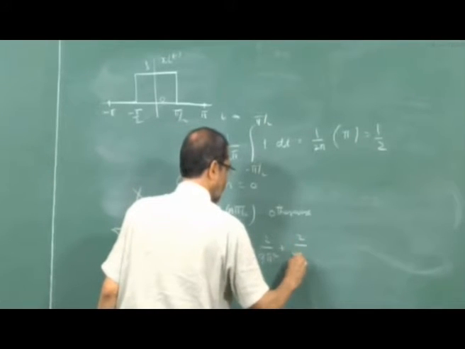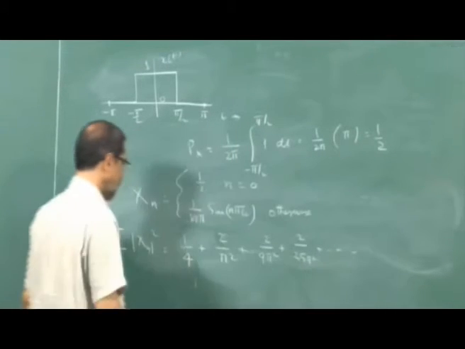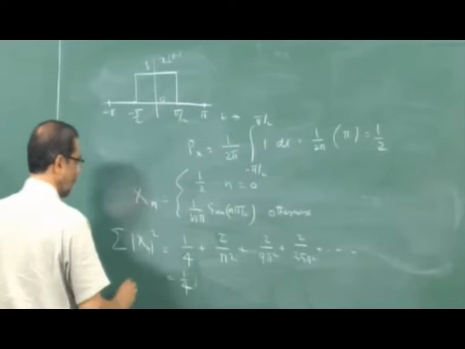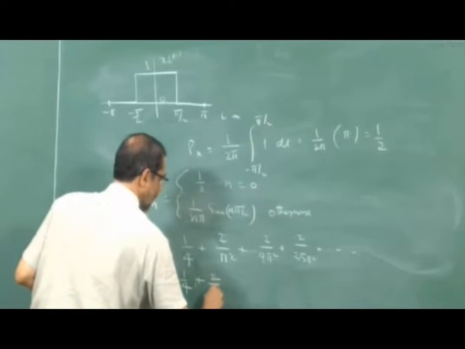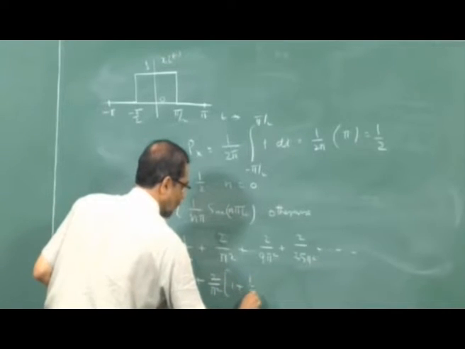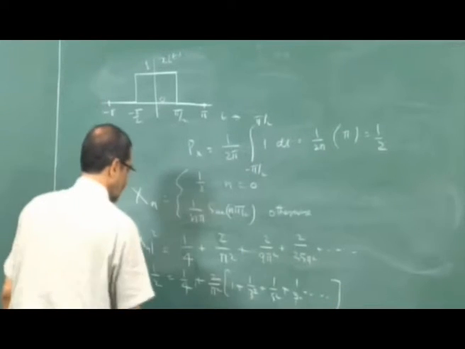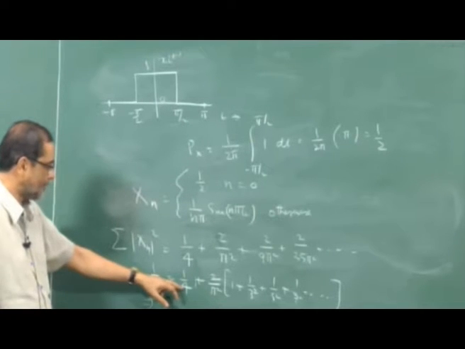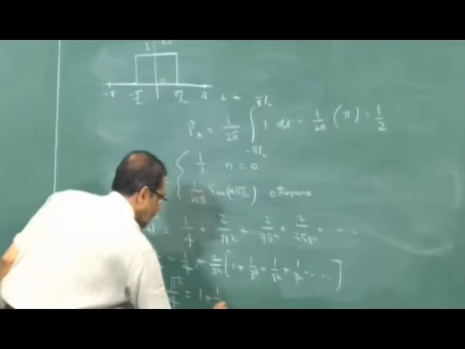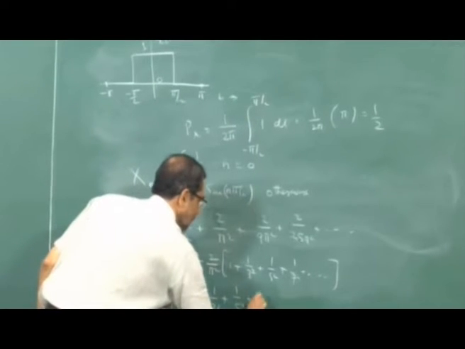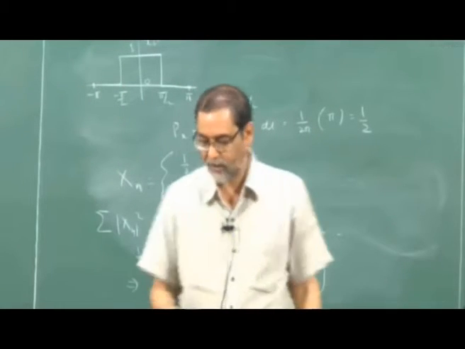Similarly, this is 3 square, this is 5 square, and so on. So if you now take out 1 by 4, and you know that its power is equal to half, so 2 by pi square times 1 plus 1 by 3 square, 1 by 5 square, 1 by 7 square, and so on. And so you get this relationship: half minus 1/4 is half, so pi square by 4 is 1 plus 1 by 3 square, 1 by 5 square, 1 by 7 square. We got another excellent infinite series as one application of Parseval's formula.